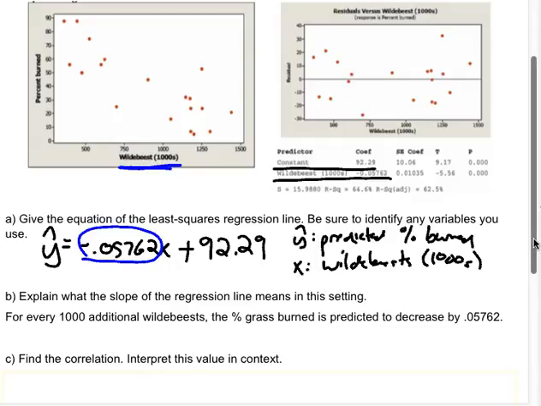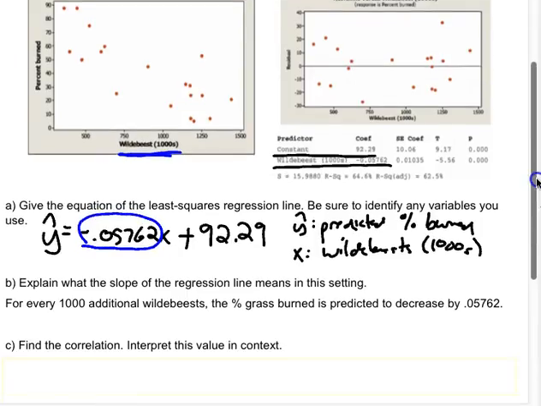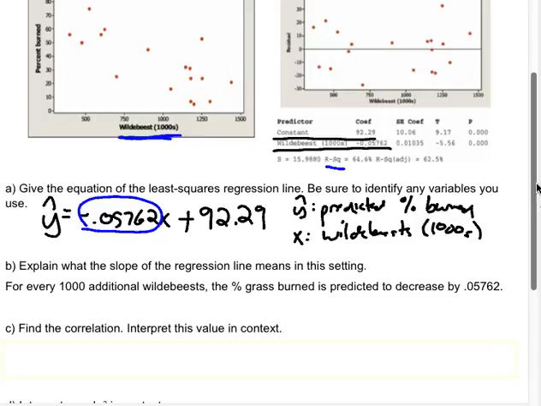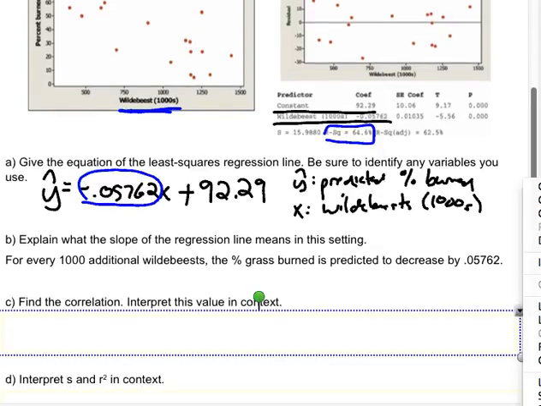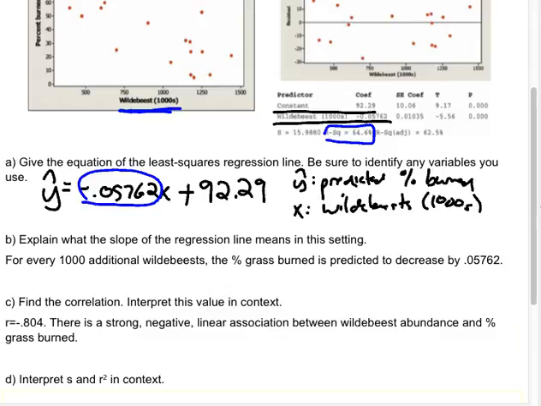All right, so the correlation. So here, r squared is 64.6. So again, you can square root that to find r. And make sure you remember it takes on the same sign as your slope. And what does it mean? Well, it means there's a strong negative linear association between wildebeest abundance and percent of grass burned. Okay, just like I outlined on that previous slide for you.